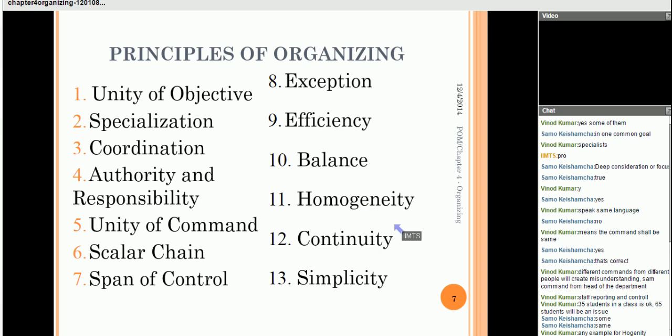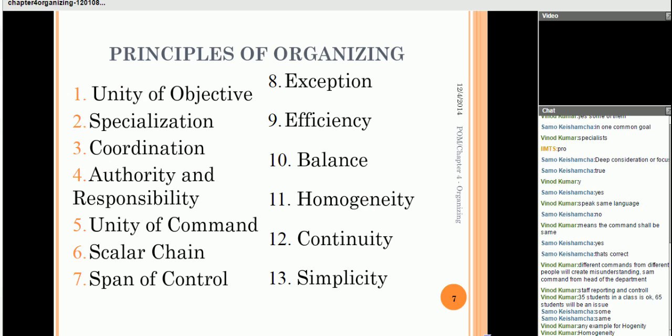Yeah, homogeneity. I gave the example: suppose there is a team of 7 members who look after customer care, a team of customer care executives, and they take care of the customers' complaints. Their job should be homogeneous, meaning everybody should perform in the same manner.